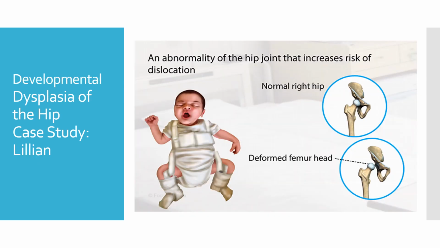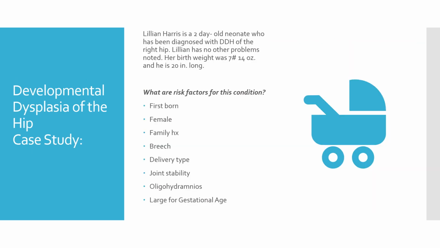So now we're talking about Lillian. Lillian has developmental dysplasia of the hip. I have an illustration here for you where you can see a normal right hip and the deformed femur head, where you can see that it is out of place. It's not even connecting with the socket there. So Lillian Harris is a 2-day-old neonate who has been diagnosed with developmental dysplasia of the hip, her right hip.